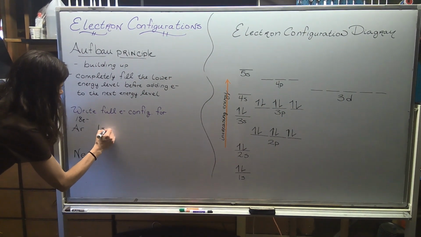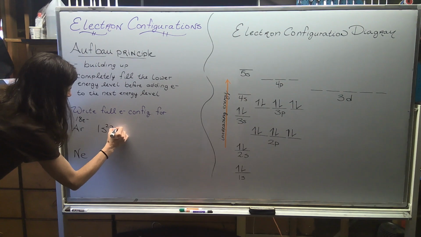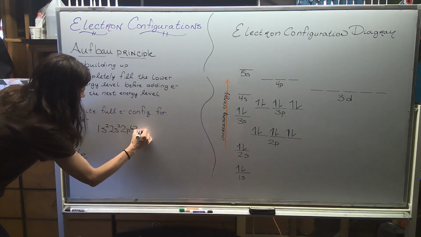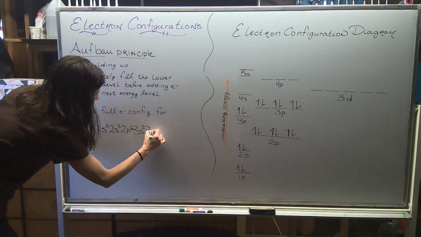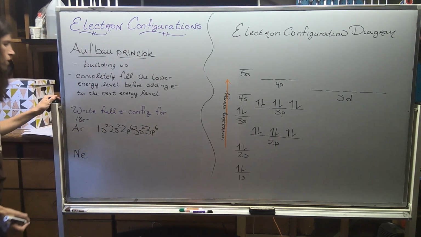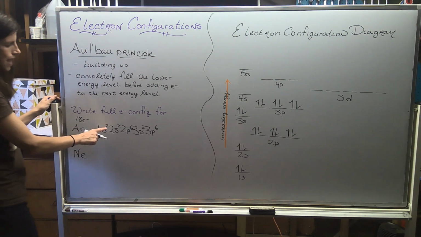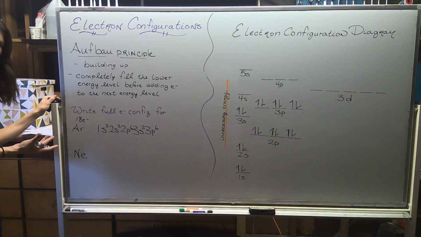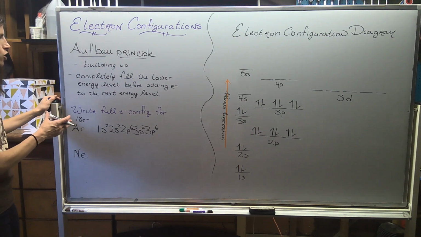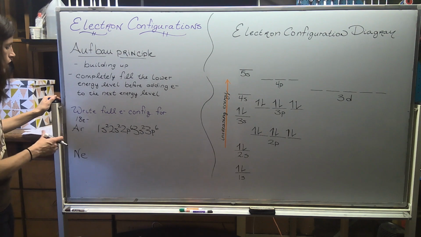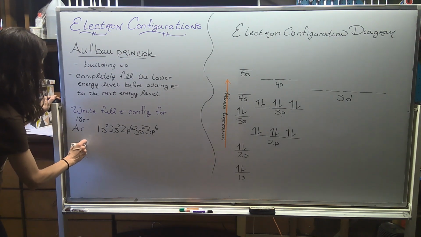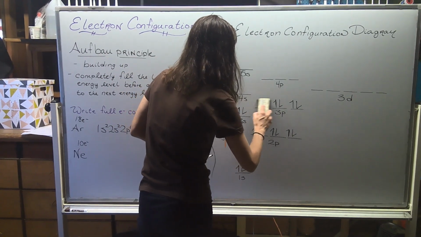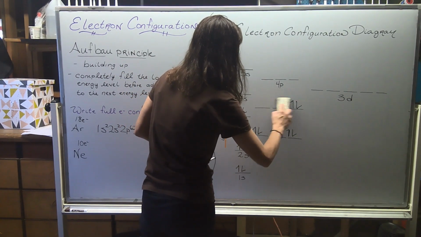And this will turn into 1s2, 2s2, 2p6, 3s2, 3p6. We can double check our work. If you add up the exponents, so 2, 4, 10, 12, 18, that should equal the total number of electrons, especially when you're writing these full electron configurations. Neon has 10 electrons. So we need to get rid of some electrons here to see what's going on with neon.